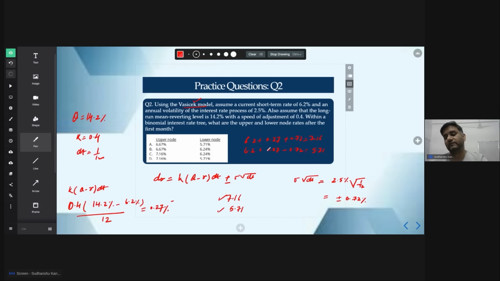Don't subtract the drift term, guys. Only subtract the volatility component, the volatility adjustment. So not difficult at all, guys. Very straightforward. Right answer is your D option. And this is the option we have. Very straightforward. Very easy question.